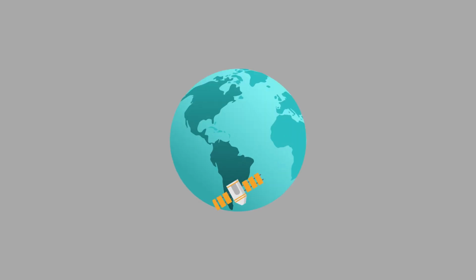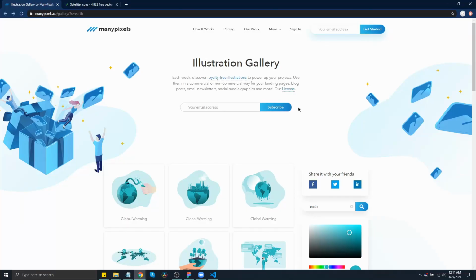In this video, we create an Earth, put a satellite on it, and move it along a path. Our SVG animation consists of two basic SVGs. The first one is Earth and the second is satellite.